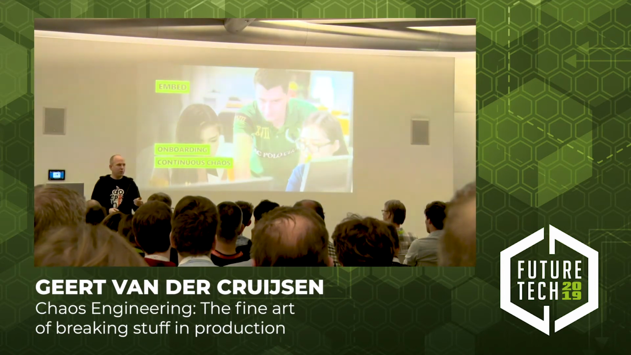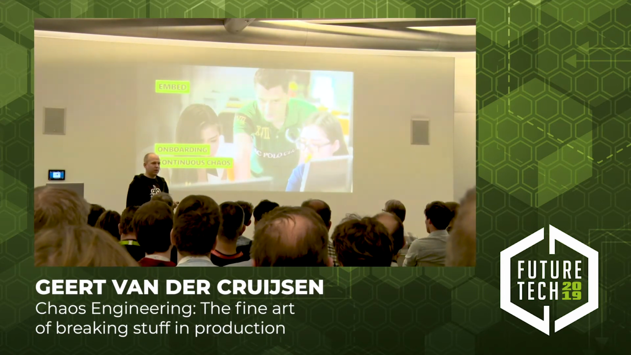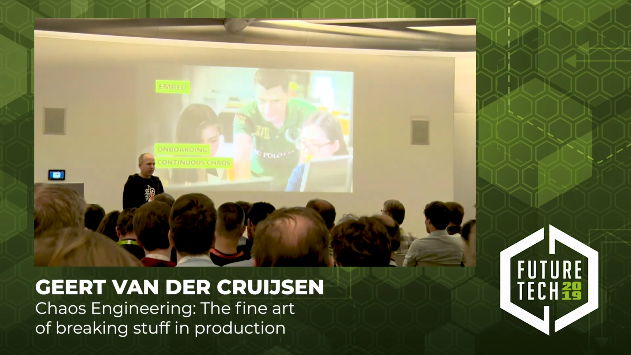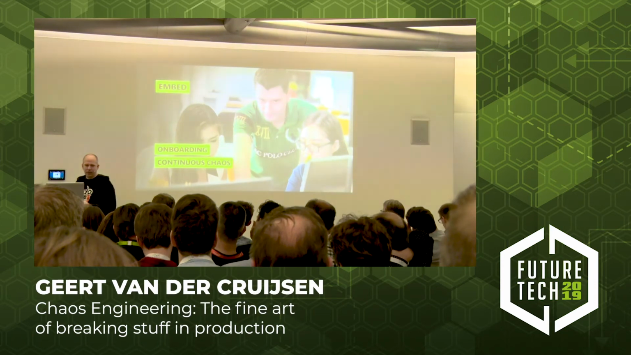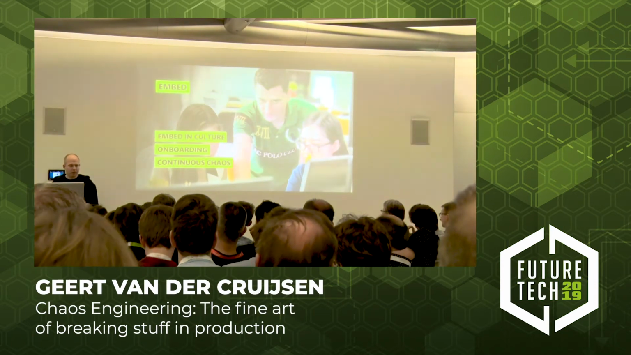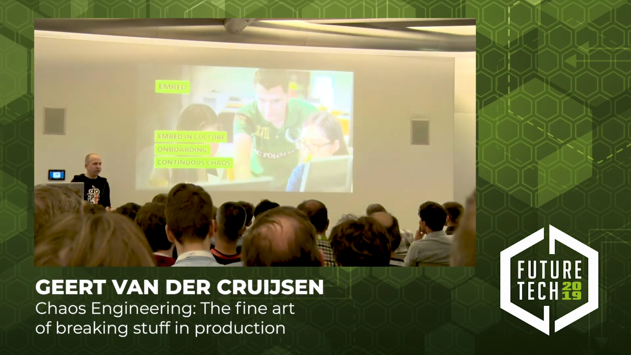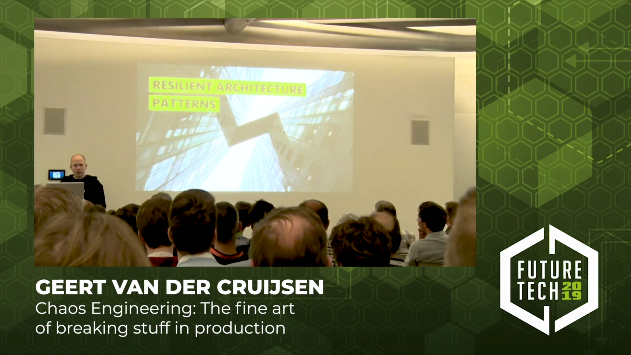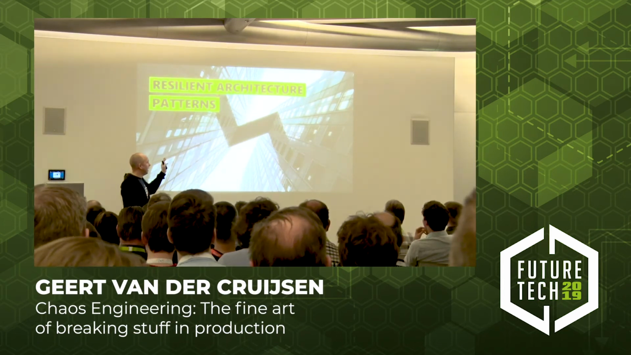But if you really embed this into your culture, and you know that these failures will happen, because they happen to all of us, and you're prepared for it, then it really helps the quality of your application. So really embed it into your culture that failure will always happen. So that's basically chaos engineering.